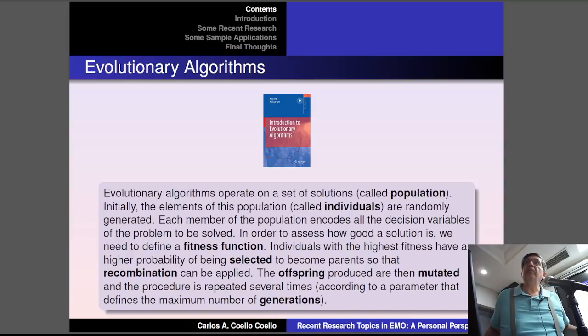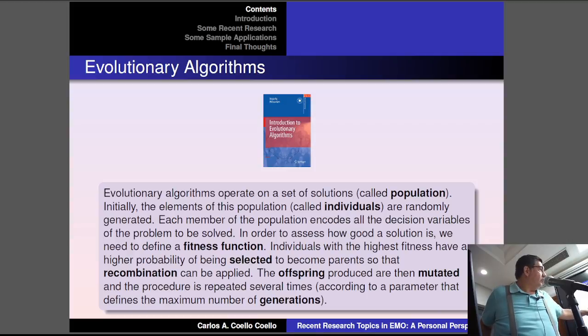Then for each individual, we compute a fitness value. The fitness value tells me how good a solution is with respect to the others. So for example, if I'm minimizing an objective function and one individual encodes a solution that is evaluated as 10 in objective function space, and another one contains a solution that evaluates as 20, 10 is less than 20, so the individual that represents 10 is better than the individual that represents 20.